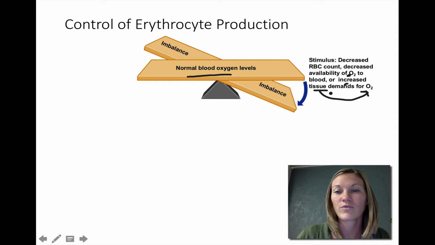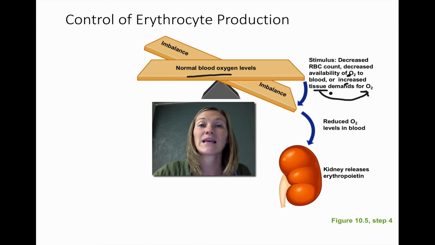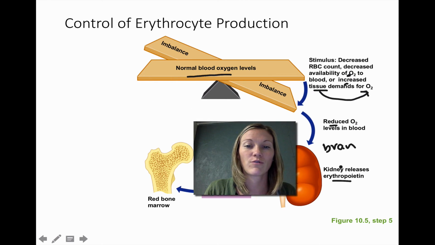So the next step here is you have a reduced oxygen level in the blood. Once we have that reduced level, the kidneys are going to release erythropoietin. Kidneys are going to get that stimulus most likely from the brain. So the brain is going to sense that there's reduced oxygen, and then the kidneys will release that erythropoietin.